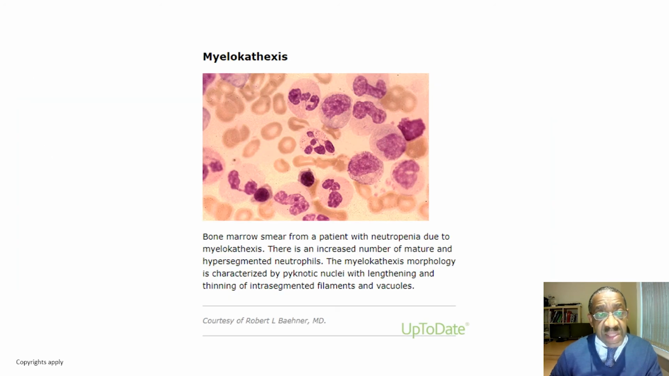This is one example, myelokathexis, and the image that we see shows a bone marrow smear from a patient with this disorder. And what you see is unique neutrophils with odd lobulation, but importantly, you can see that the strands between the lobules are quite thin filaments. You don't usually see that in normal neutrophils, and it's characteristic of this disorder.